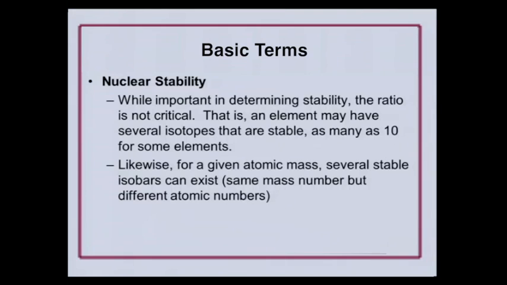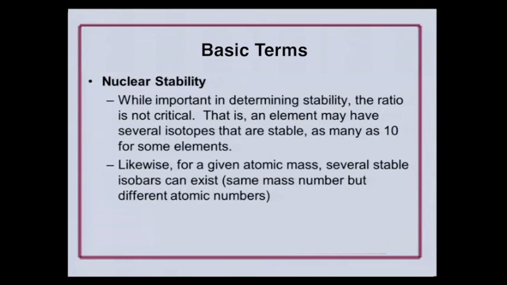Although it is important to determine stability, the ratio is not critical. An element may have several isotopes that are stable, sometimes as many as 10. So you can see that the ratio can vary quite a bit within a specific element. And also for a given atomic mass, there can be several isomers that exist, and that is the ones with the same mass number but different number of protons, different Z number.